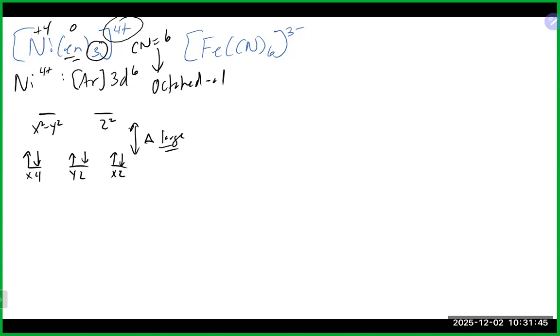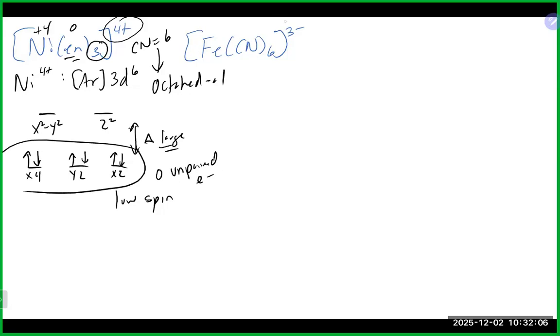All right, we're going to pair that back off. And we're going to pair off our 6 here. So in this case, we're going to get 0 unpaired electrons. And this is definitely going to be a low spin complex as they're all paired up in this particular case. Any questions on that there?